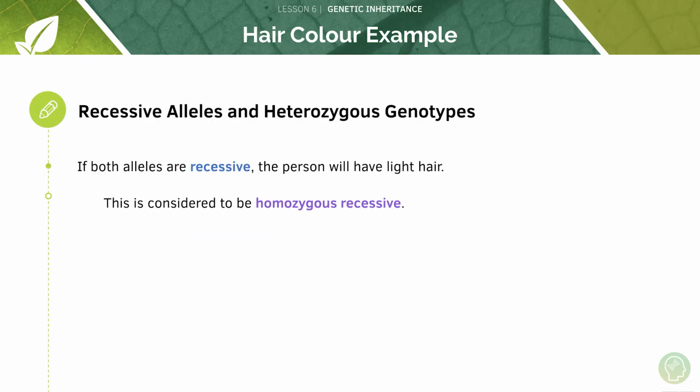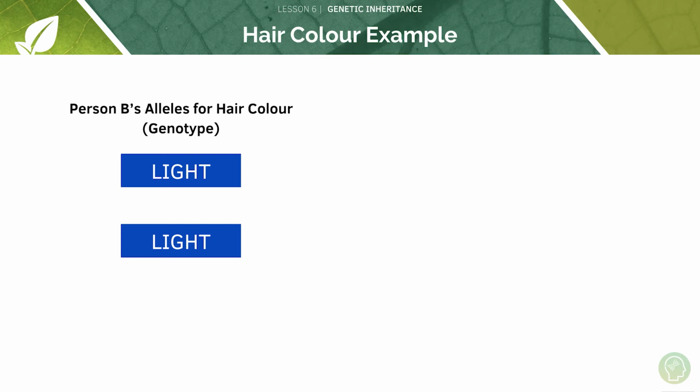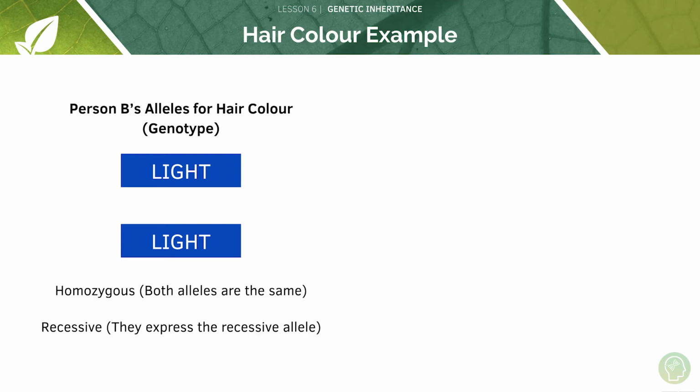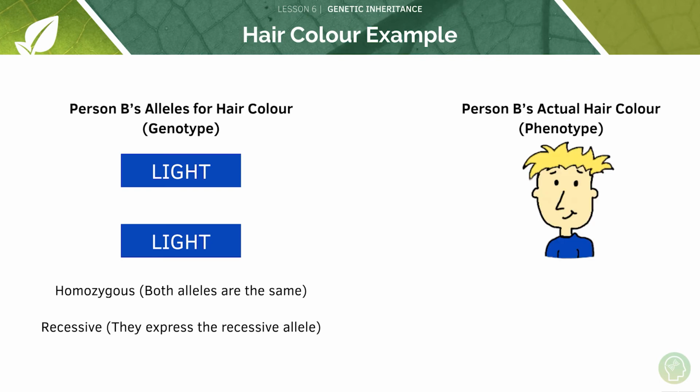Now, if both alleles are recessive, the person will have light hair, and this is considered to be homozygous recessive. For example, person B's alleles for hair colour are light and light. Homozygous again, because both alleles are the same, but this time we know these hair colour alleles are recessive. Therefore, we call person B's genotype homozygous recessive. And what do they present with? Because only recessive alleles are present, no dominant alleles, the recessive allele is going to show in the phenotype, and therefore person B has light hair.